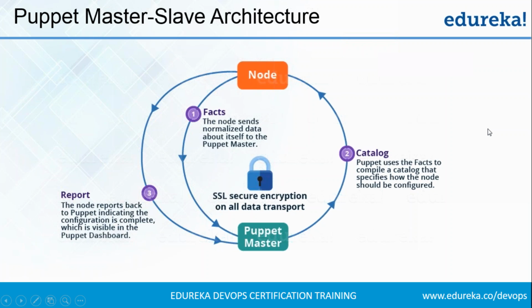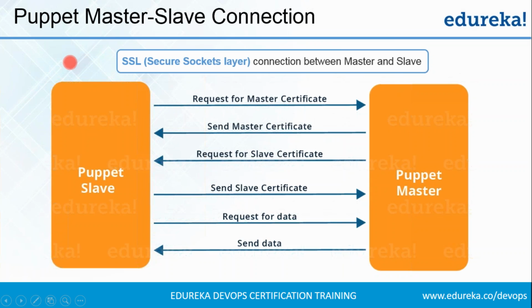All right, guys. So we'll move forward and we'll see how actually the connection between the Puppet master and Puppet node happens. So this is how Puppet master and slave connection happens. What happens, first of all, the Puppet slave requests for the Puppet master certificate. All right, it sends a request for the master certificate, and once Puppet master receives that request, it will send the master certificate. And once Puppet slave has received the master certificate, Puppet master will again send a request to the slave regarding its own certificate. All right, so it will request for the Puppet agent to send its own certificate. The Puppet slave will generate its own certificate and send it to Puppet master.